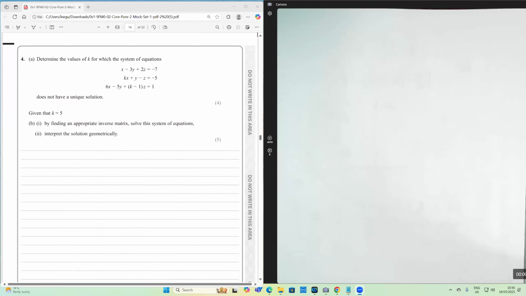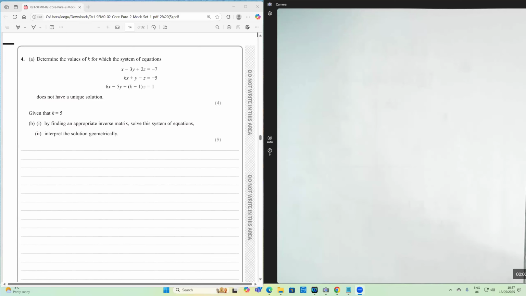Hello, in this video, we're going to be solving this question, which is about the solution to a system of linear equations. It says, determine the values of k for which the system of equations given there does not have a unique solution. Now, you might remember that the condition for a system of equations to not have a unique solution is when the determinant is equal to 0.